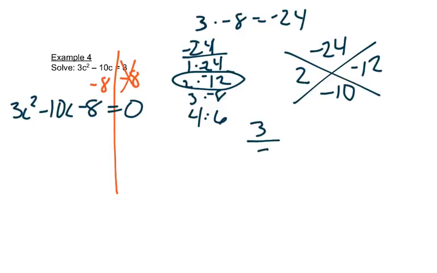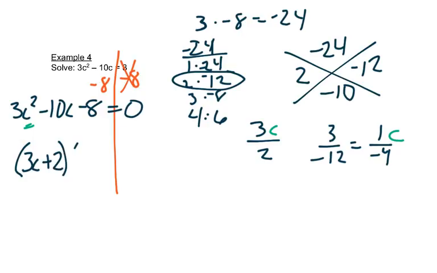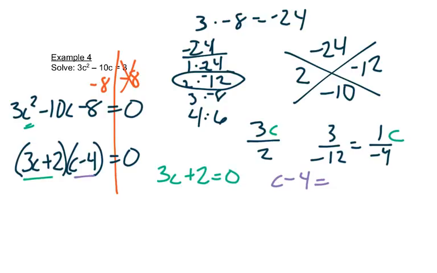So I'll write 3 over 2 and 3 over negative 12. This one reduces to 1 over negative 4. And there is a c at the beginning, so this is c, and this has a c. And now I can write my parentheses. I have 3c plus 2 and c minus 4 equals 0. That allows me to write my two equations. I'll have 3c plus 2 equals 0, and c minus 4 equals 0.